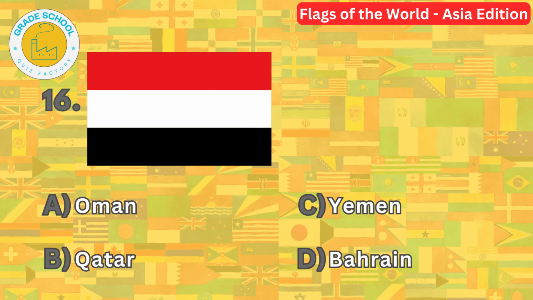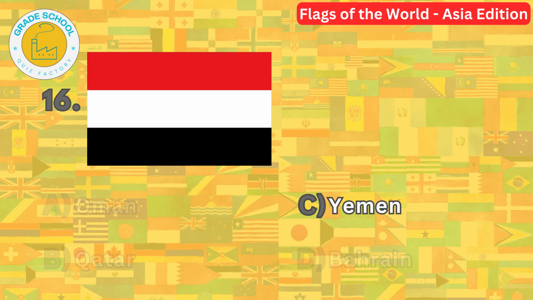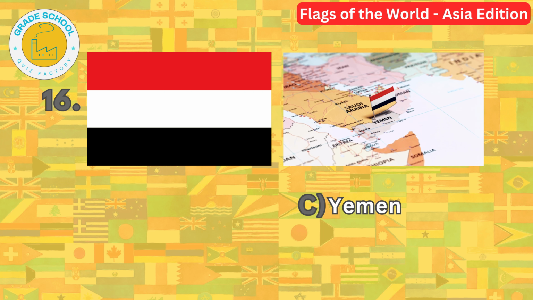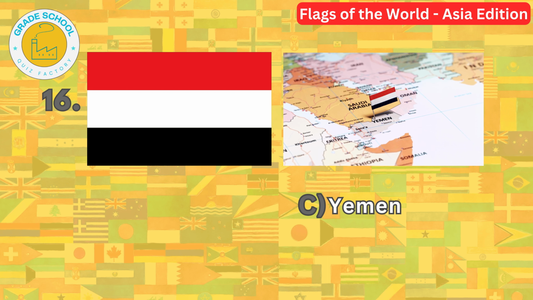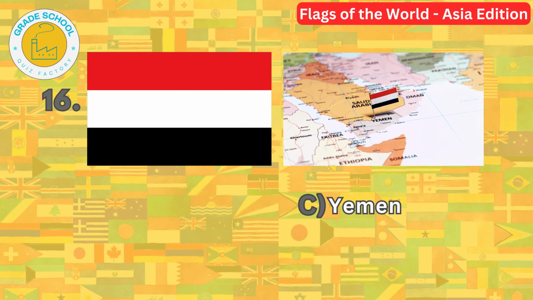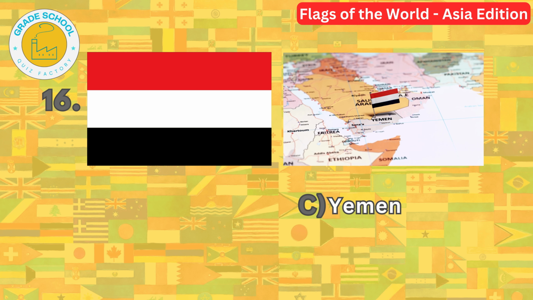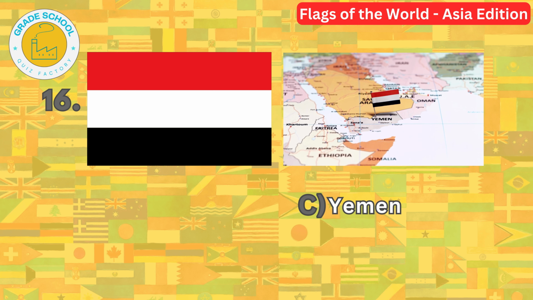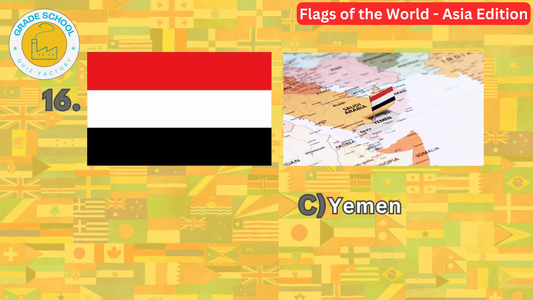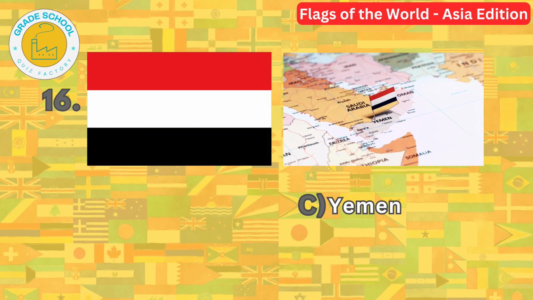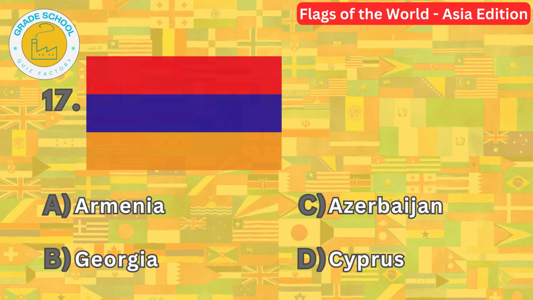Number 16. The correct answer is letter C. The flag of Yemen has 3 horizontal bands of red, white, and black. The red color signifies the struggle for freedom and unity. The white color represents a bright future, and the black color denotes the dark past. The flag is based on the Arab Liberation Flag, which was used by several Arab states that gained independence after World War II.